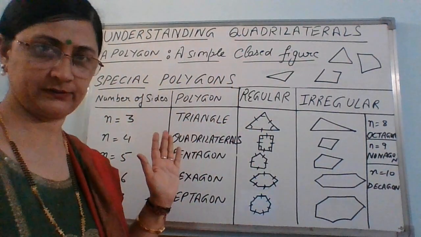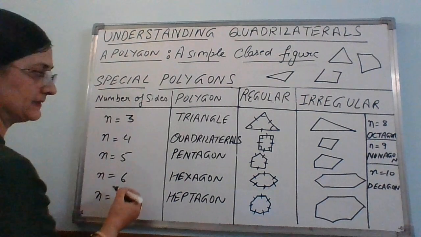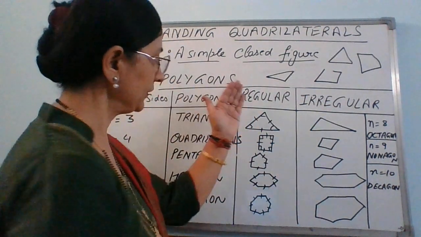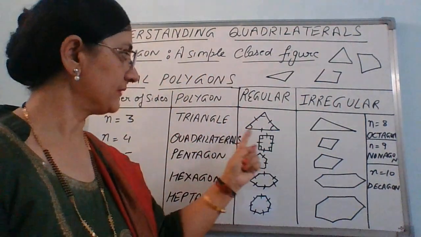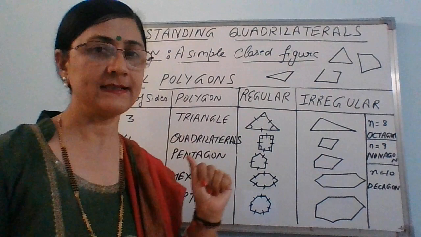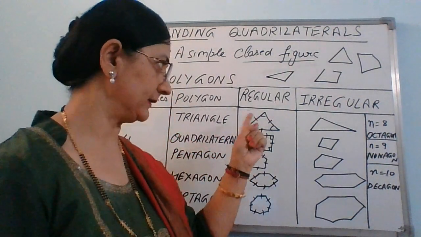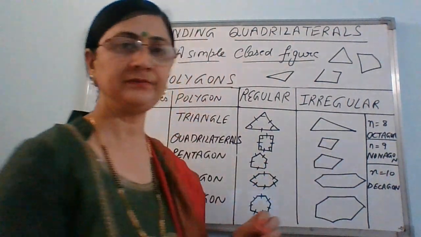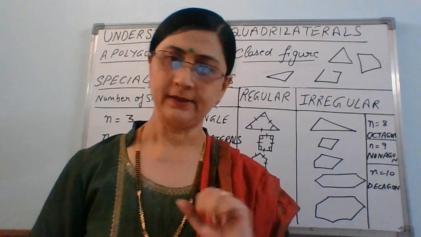I've already written here on the board. I'll explain from here. Special polygons, right? Number of sides, name of the polygon, regular and irregular. What do you mean by regular? What do you mean by irregular? Regular means if that figure has equal sides and equal angles, then it is called a regular polygon. If all the sides are not equal, if they are of different lengths, then they are called irregular polygons, right children?